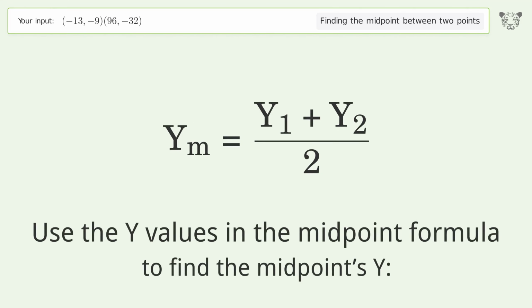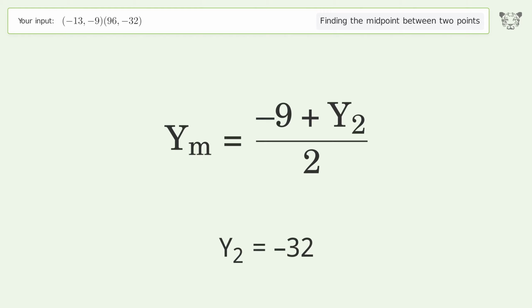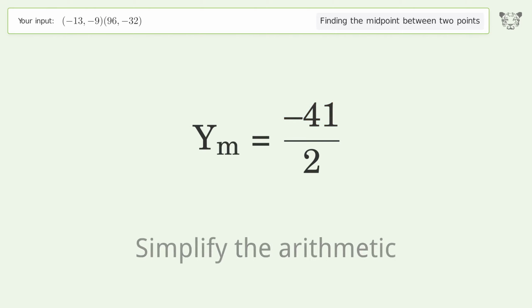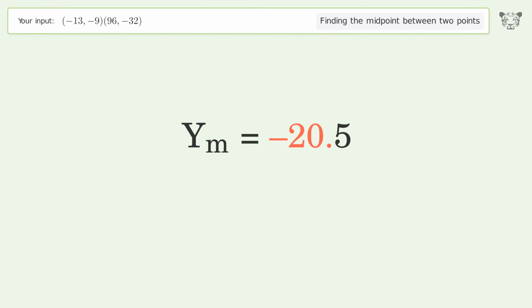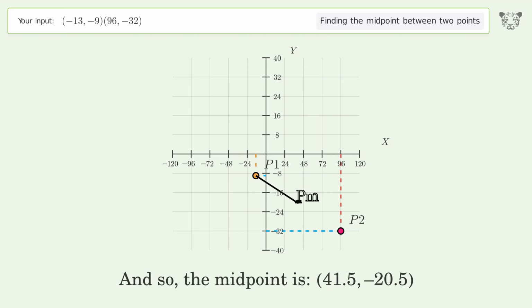Use the y values in the midpoint formula to find the midpoints y. y1 equals negative 9. y2 equals negative 32. Simplify the arithmetic. And so, the midpoint is 41.5, negative 20.5.